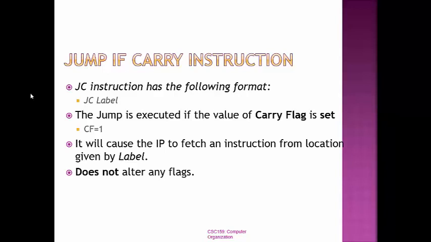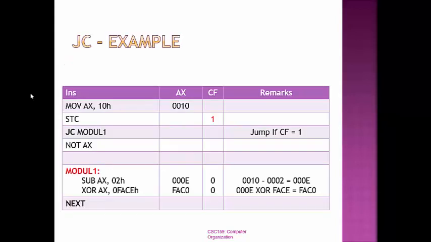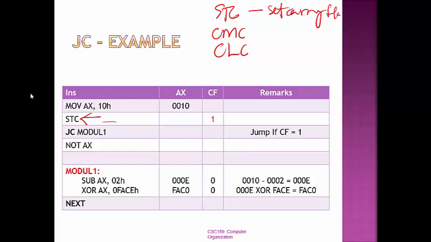And then jump carry instruction will jump to the label if the carry flag equal to 1. If the carry flag equal to 1, it can jump to the instruction. So, you still remember what the STC instruction is. We have here move x 0010. Kita ada STC, we have CMC, and then kita ada CLC. This one is set carry flag, this one is complement carry flag, and the last one is clear carry flag.